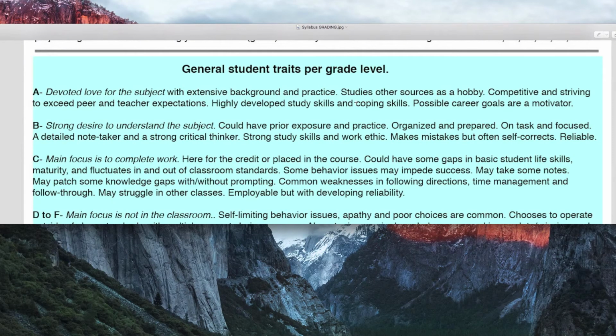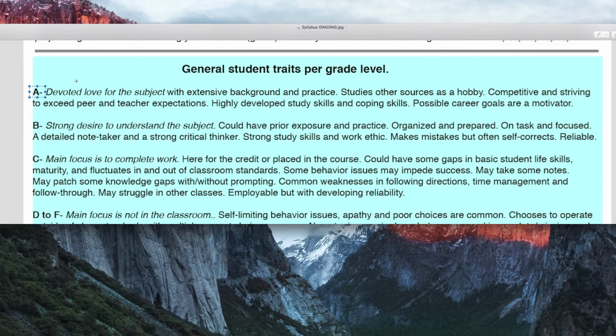All right, let's take a look at some general traits per grade level that I see. Again, these are very broad. Not every student fits into these categories. There may be an A-level student that just has horrible things happen to them and it bumps them to a B. And there's always exceptions, all right? So take this with a grain of salt.